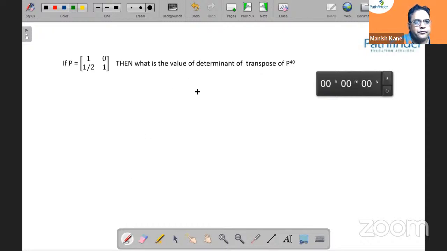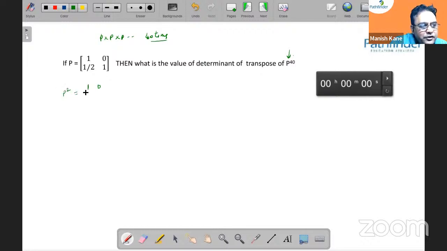Okay. Again, here I see p to the power 40, which means p into p into p into p, how many times? 40 times. And a little while ago I told you that whenever there is some repetitive operation to be performed multiple times, the examiner wants you to find some pattern. Let us see if there is any pattern.